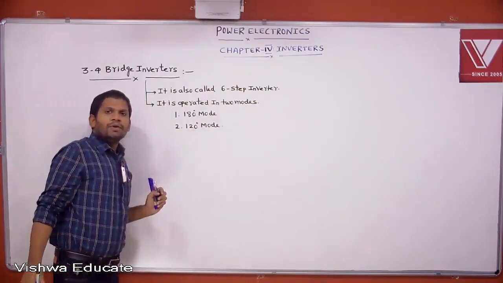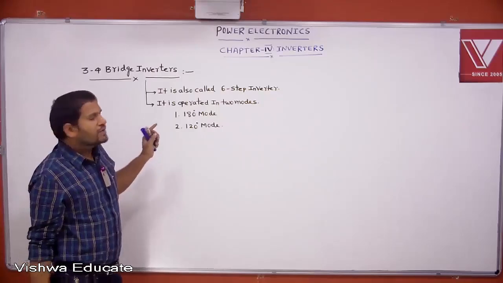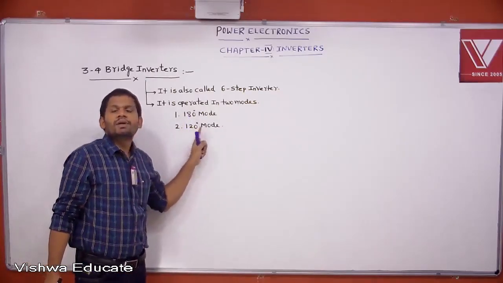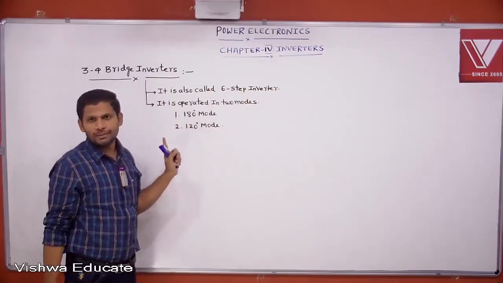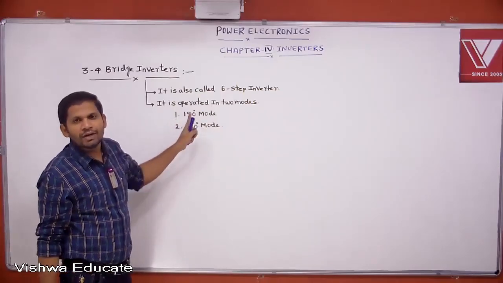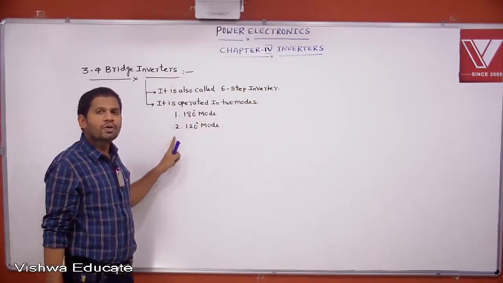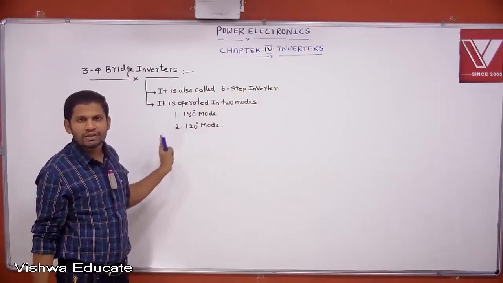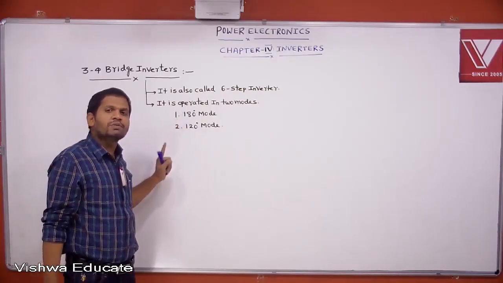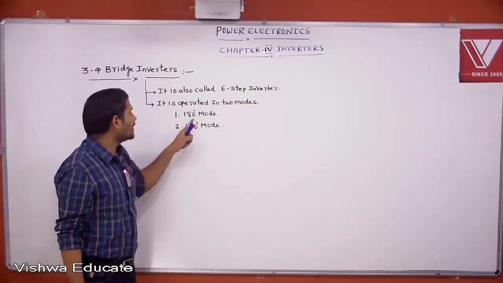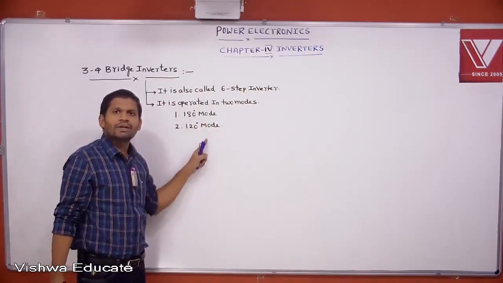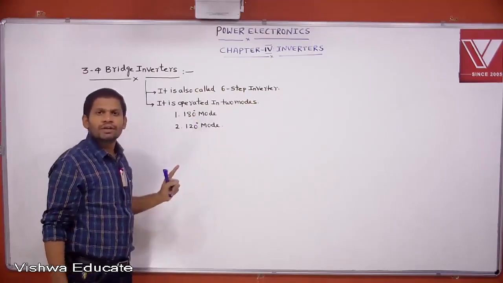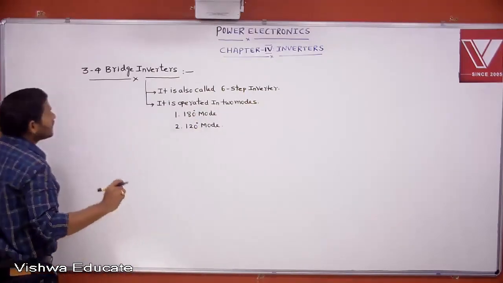By operating that three-phase bridge inverter in 180-degree mode and 120-degree mode, we can get different wave shapes at the output side. That we will see. What are the different wave shapes we are getting at output side operating in 180-degree mode and 120-degree mode? Now, what exactly is 180-degree mode? What exactly is 120-degree mode also? That I will explain. Okay.